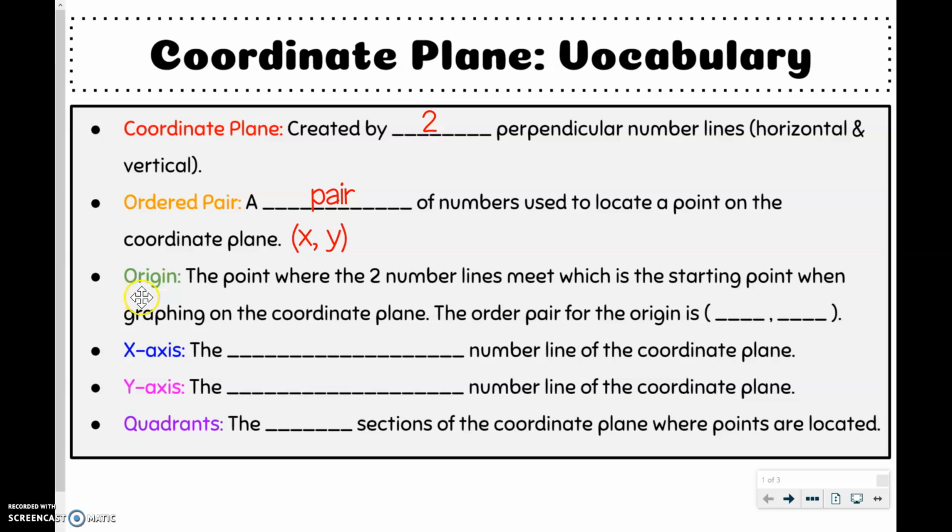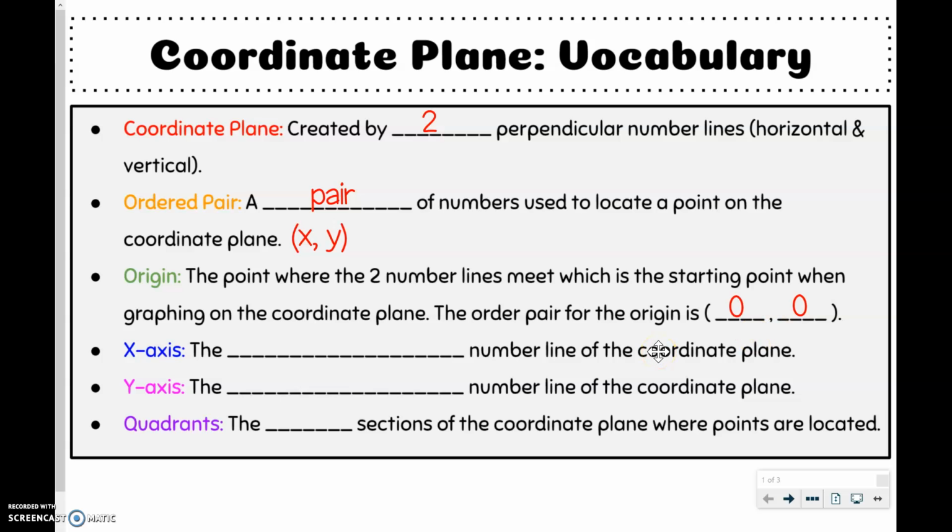Then we have something called the origin. This is the point where the two number lines meet, which is the starting point when graphing on the coordinate plane. So we're always coming from the origin, kind of like the word originate, right? It starts from something. That's what the word origin is. The ordered pair for the origin is always going to be (0, 0). What that means is on the x-axis, which we're going to talk about in just a second, we have not moved on the x-axis at all, so it's 0. And we have also not moved on the y-axis at all, which is why it's 0.